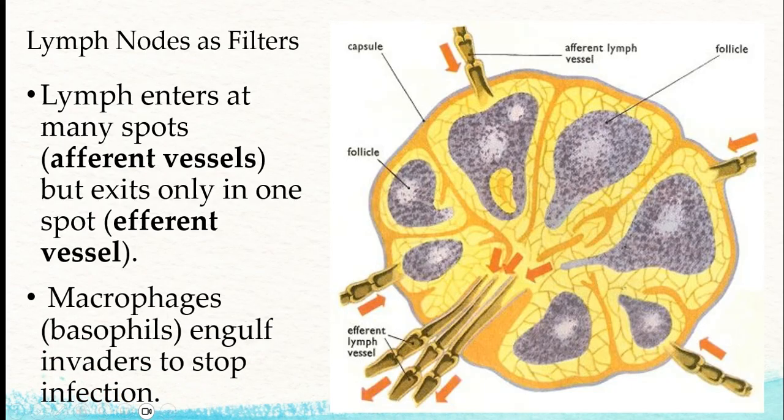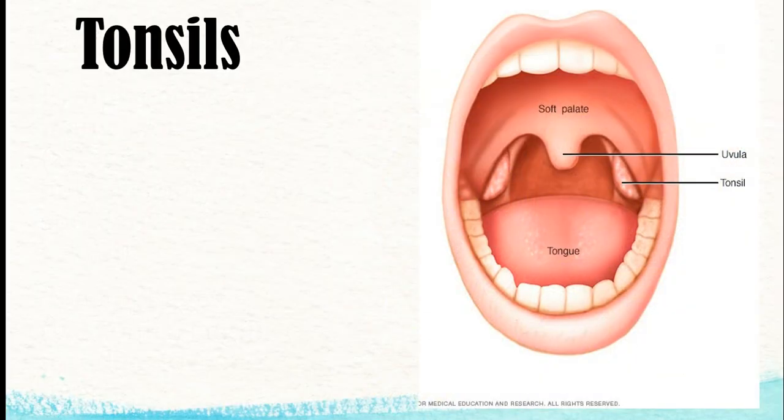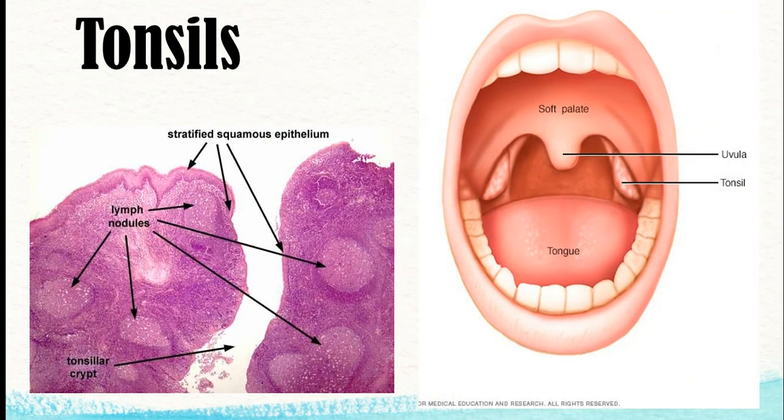And then macrophages, the big eaters, will engulf invaders and stop infection as well in the lymph nodes, okay? Our tonsils are one of our first places of attack because they're right there in our mouth. You can see here some lymph nodules inside the tonsils. Look at those nodules. Lots of lymph tissue there.